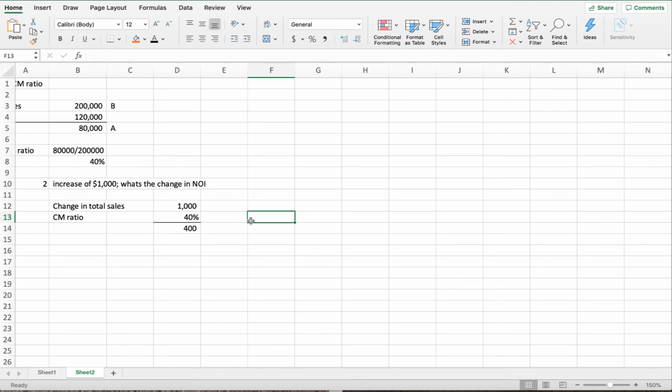Now, we could have done this the long way, right? We could have calculated everything out, did the contribution formatted income statement. Way too long, right? No need to do that. So that's the first 2 exercises that we have to do. The next exercise is 5-5, which looks at changes in variable costs, fixed costs, selling price, and volume.